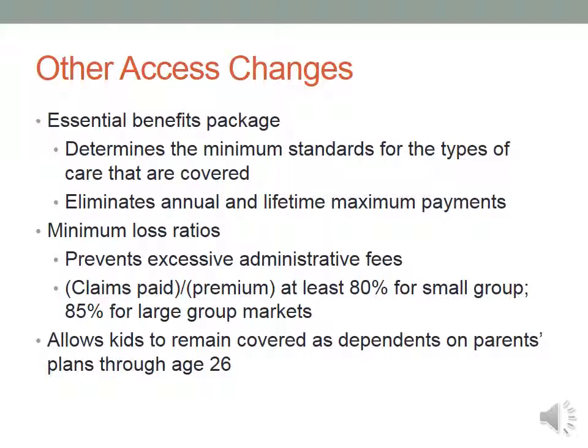Minimum loss ratios, we talked about that in lecture when I defined what a loss ratio is. Remember, loss ratios are the claims paid out divided by the total premium. And so the bigger the administrative fees, the smaller the loss ratio, because you take claims plus a bigger padding for admin, so you're dividing by a bigger number and it makes the loss ratio go down. So by requiring minimum loss ratios, you're saying a higher percentage of the premium has to be actually used to pay claims, and the admin and profit loads have to be minimized. So for small groups, that minimum is 80%. For large groups, it's 85%.